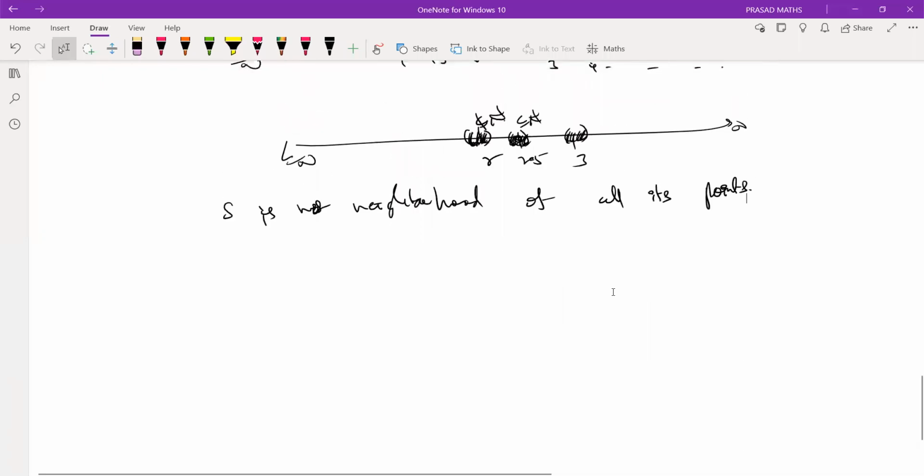That's what I'm taking. 2.5 is not a natural number, right? 2.5 is not a natural number, but S is not a neighborhood of 2.5. You take, for example, 100.1111. Is S a neighborhood of 100.1111? No, because you take such a neighborhood. You give me such a neighborhood.